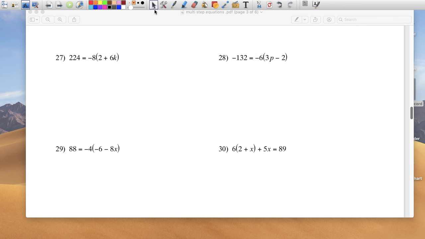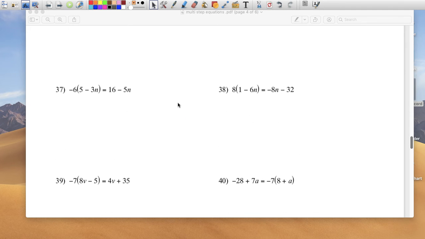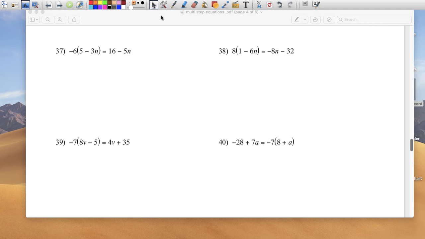37, 38. 37 has the distributive property, so we're going to start with that. Negative 30 minus 18n equals 16 minus 5n.